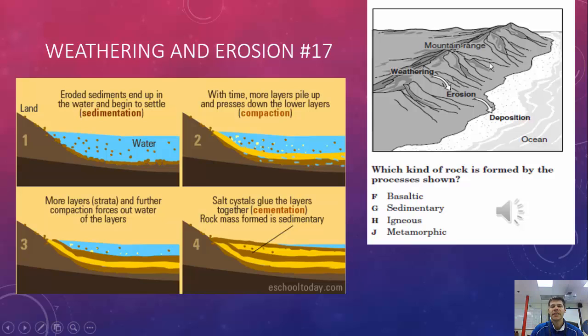All right, number 17, we see an ocean right here on the side of a mountain range. In this illustration, we're getting some weathering occurring to the rocks at the top of the mountain, and then they tumble down and are eroded away, and then they're deposited or dropped off here along the beach. So which kind of rock is made by weathering, erosion, deposition? There's your sedimentation, and then don't forget the compaction of the material, and then the cementation of the minerals will glue these rocks together, then they'll be recrystallized, and what we've got now is G, a sedimentary rock.